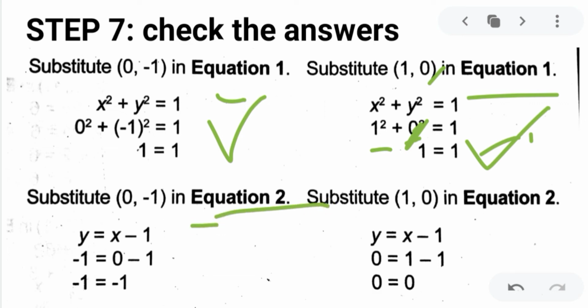The value of your y is negative 1 here. And then the value of your x is 0 from here. Then that will be negative 1 equals 0 minus 1. 0 minus 1 is negative 1. Therefore, they are equal. So this is true.